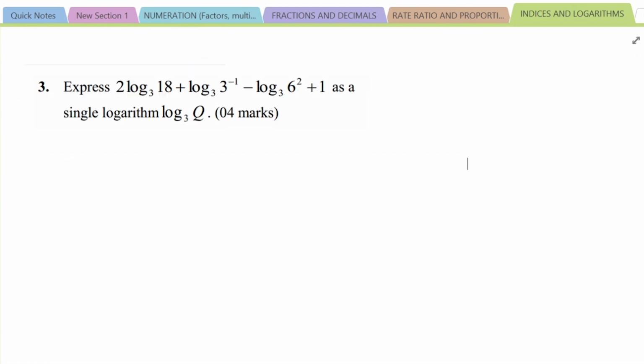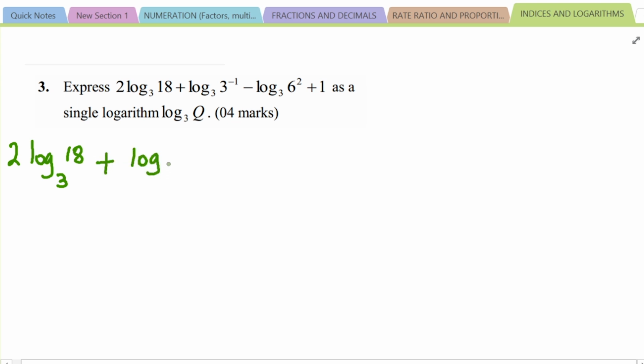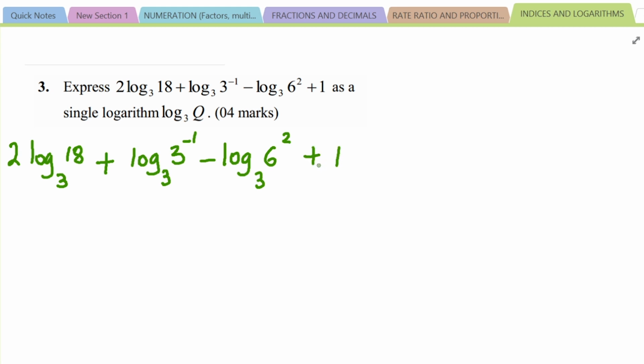Moving on to the next. Express these logarithms as a single logarithm, okay? So express 2 log of 18 base 3 plus log of 3 to the power negative 1 base 3 minus log of 6 squared base 3 plus 1. We want it as a single log of base 3 and q.